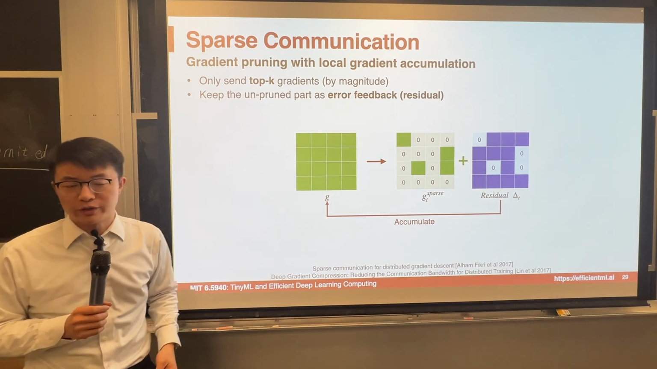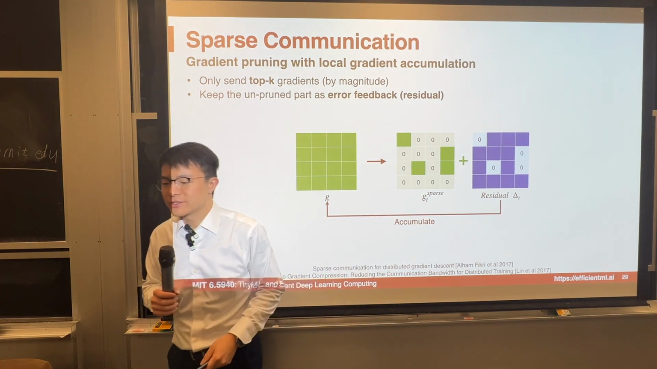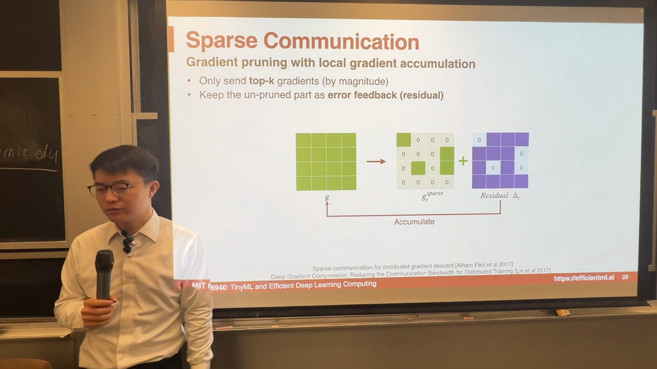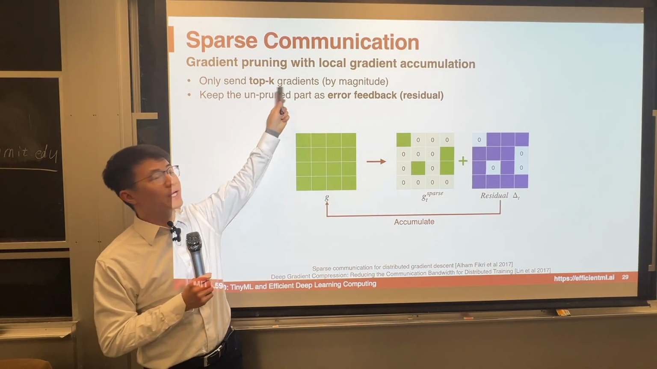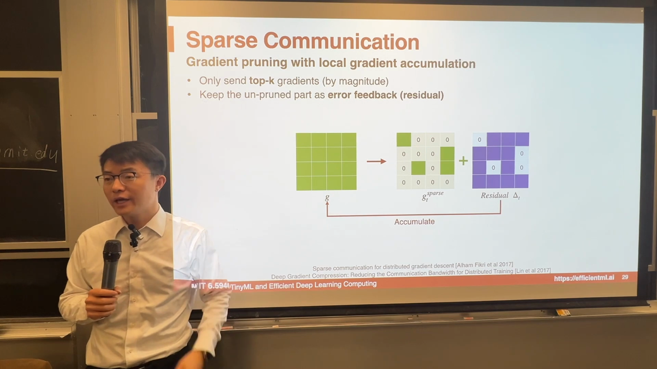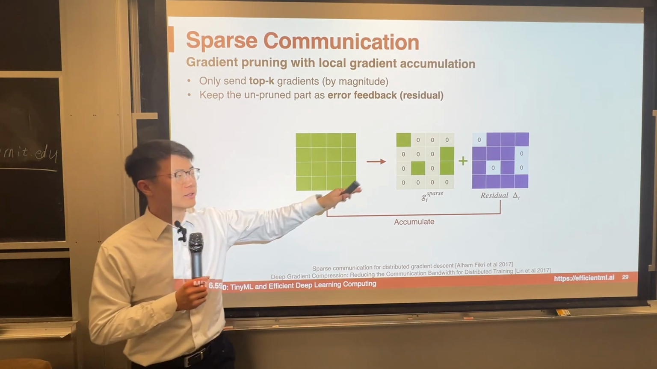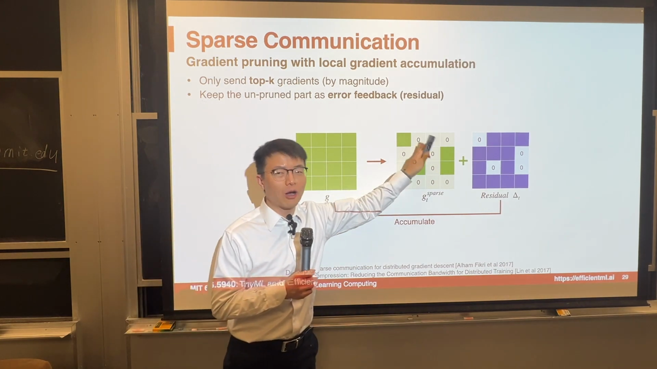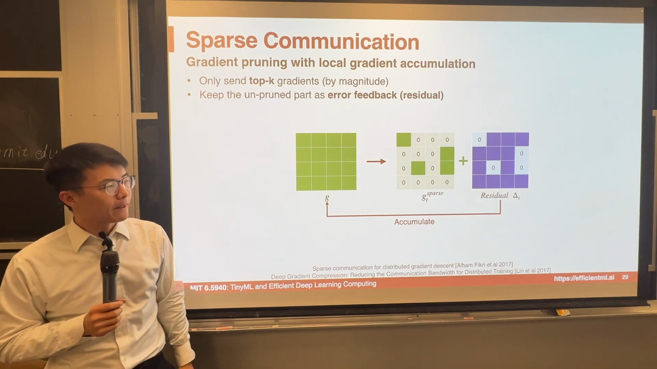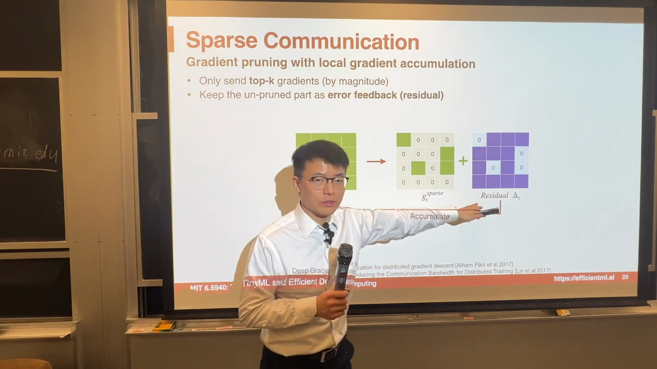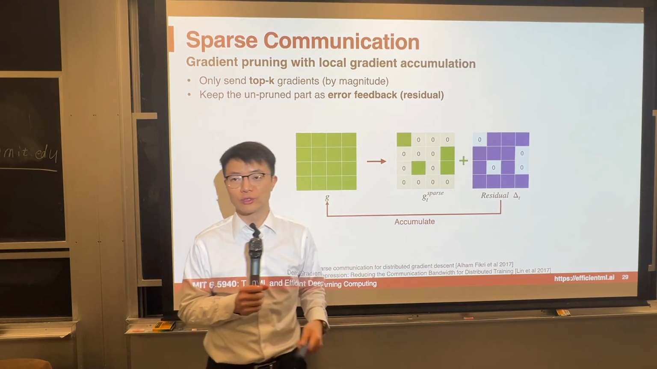So sparse communication. We not only have this sparse tensor, but we have a residual. Okay, so how do we select which one to keep? Actually, we are just using the top-K approach. Just sort the gradient tensor by the magnitude, and we keep the top K largest gradients. Very simple.